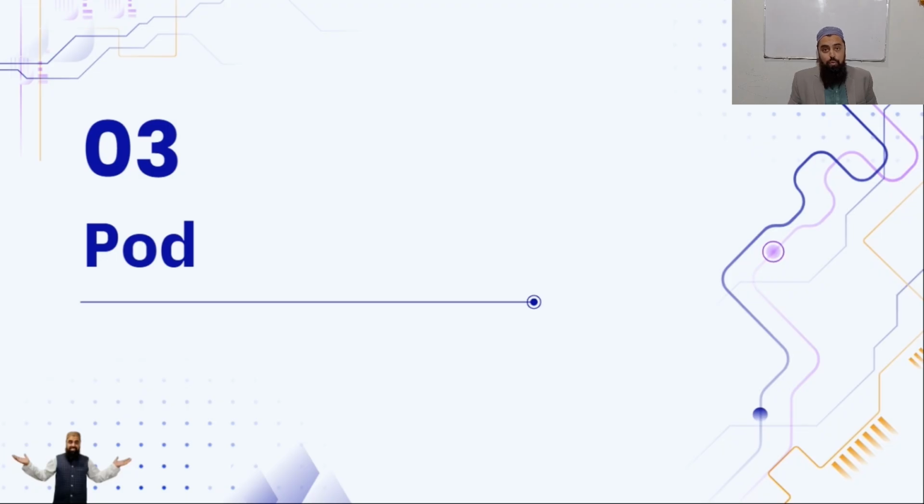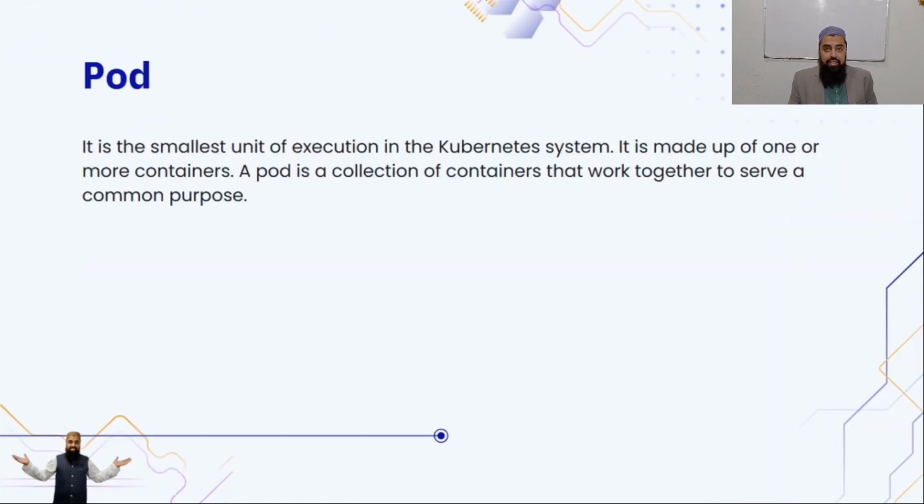Number 3, what is a pod? A pod is the smallest unit of execution in the Kubernetes system. Okay, and it is made up of one or more containers. We have pods running on the master node, and we definitely have pods running on the worker nodes. And it is the smallest part, you can say, or unit of a Kubernetes cluster which contains containers.